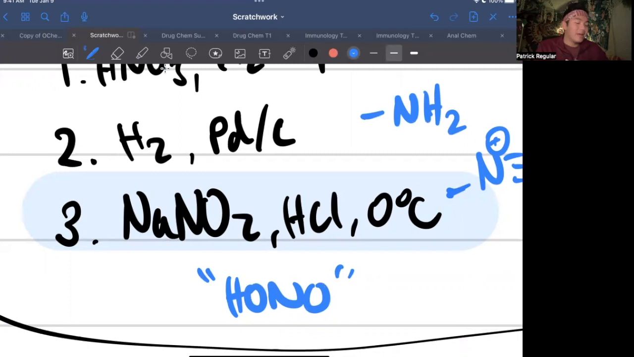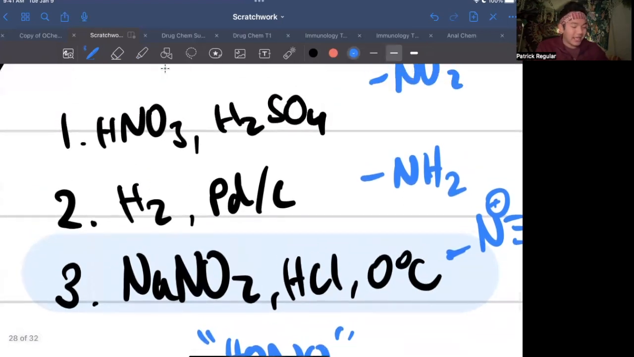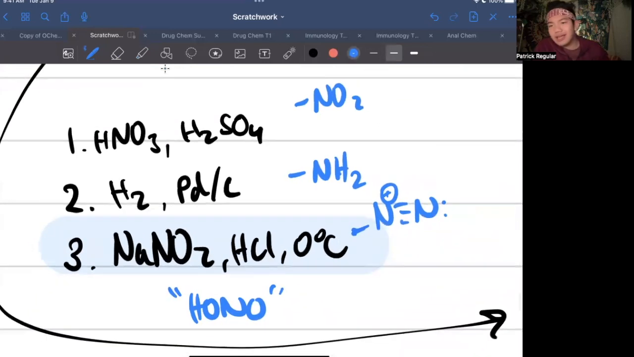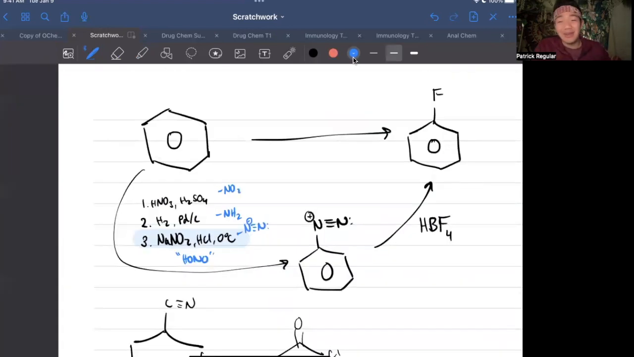This is HONO. That's why I'm making this video, because if you see H2, Pd/C and these grouped together, you kind of know that that's HONO. It's almost just right there. If you see these three in particular, you should think, wait a minute, I know that looks like a diazonium salt reaction. I'm an organic chemist.